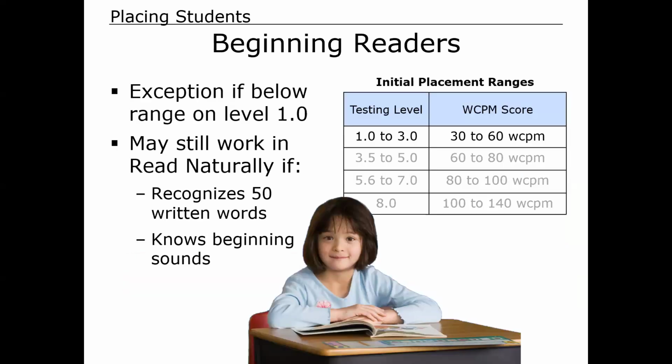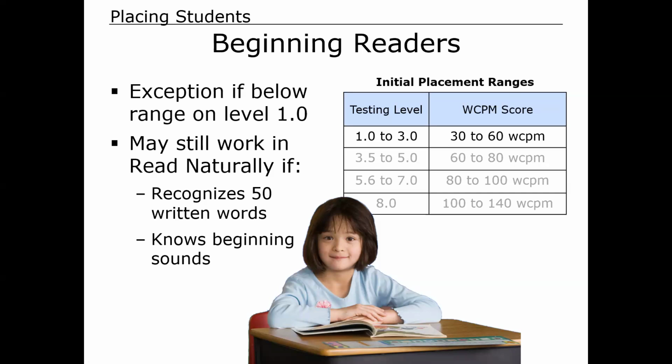Another thing that doesn't always line up nicely is those beginning readers. And so if you give a student our lowest level and they read outside the range on the low end. So let's say you give this little student level 1.0, she reads 22 words correct per minute. So that's outside this range of 30 on the low end.